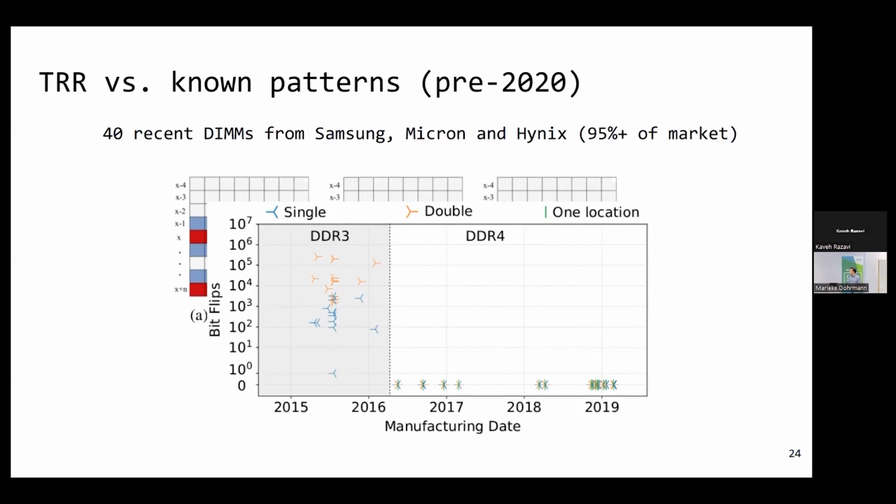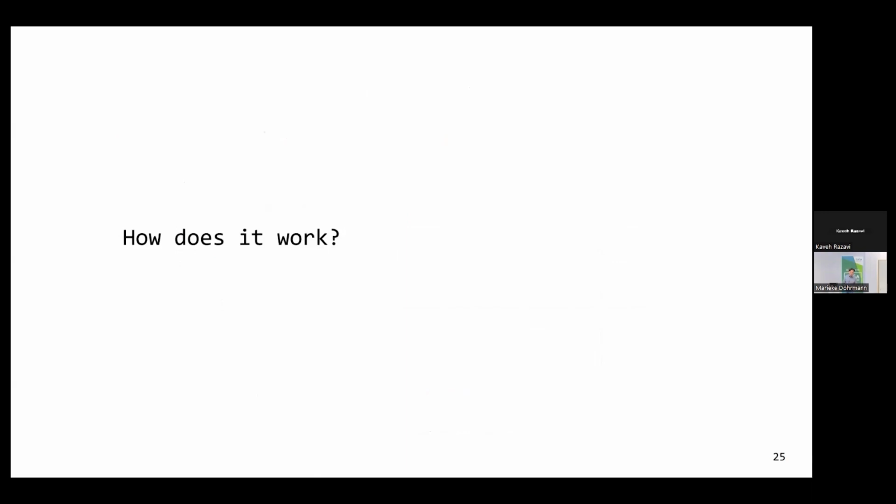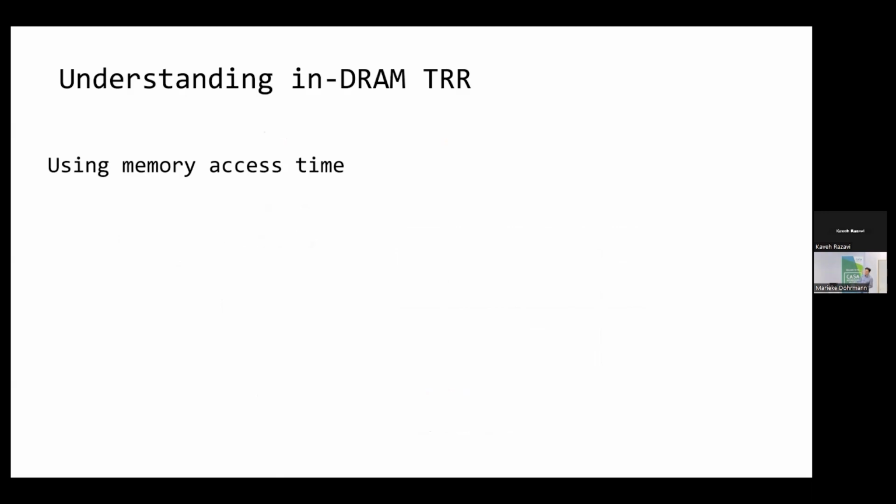So they seem to be doing something to stop these bit flips. The question was, how are they doing it? How could they detect these access patterns and stop the bit flips? Understanding how it works turned out to be more difficult than we hoped, and this is where we spent more than a year trying to reverse engineer what was actually happening. The main reason is that typically, when we want to reverse engineer a component inside the CPU, we have access to timing information.